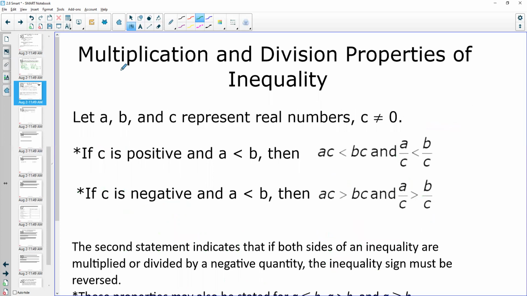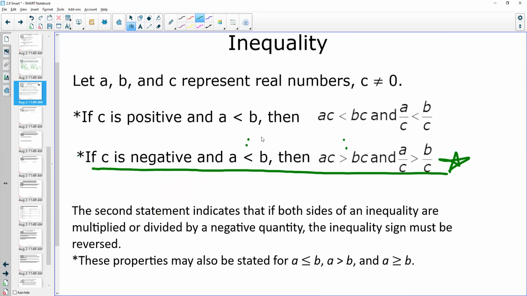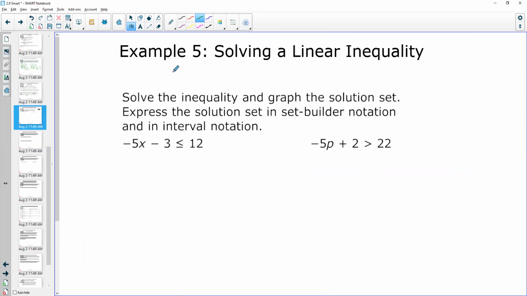So when we multiply and divide, the one thing that happens is if we multiply or divide by a positive number, nothing changes. But when we multiply or divide by a negative number, the direction of the inequality sign has to change. You learned this somewhere and you've seen it before. It's just that we have to remember it. If both sides of an inequality are multiplied or divided by a negative quantity, the inequality sign must be reversed every time. So solve the inequality, graph the solution set, and express it in set builder and interval notation. Same thing we've been doing.